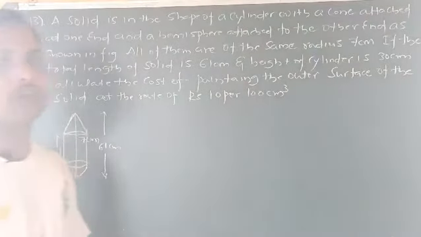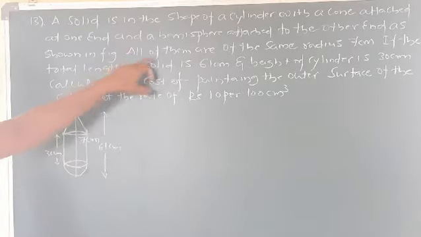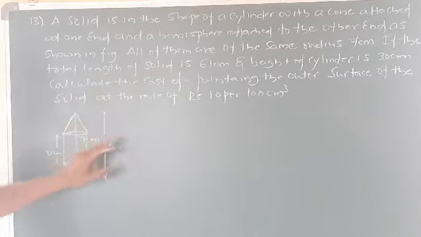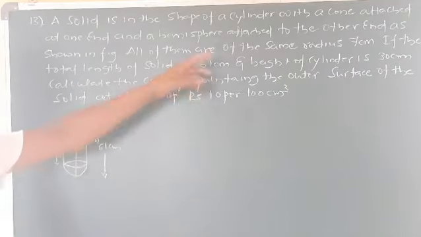Well, students, now we have our next question. A solid is in the shape of a cylinder with a cone attached at one end and a hemisphere attached to the other end, as shown in the figure. All of them, the hemisphere, the cone and the cylinder, are of the same radius, 7 centimeter.